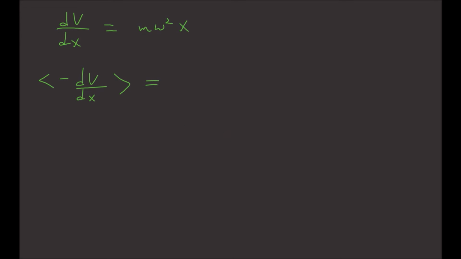this is the same as minus m omega squared times the expectation value of x, right, which is equal to minus m omega squared times a times cosine of omega t, which is the same as the time derivative of the expectation value of the momentum. So therefore the Ehrenfest theorem is satisfied.